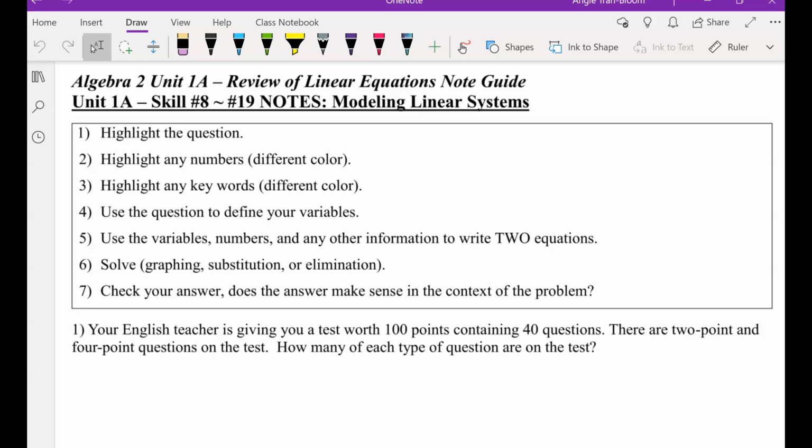Today's, it says notes. What is the title today? Autumn, what's the title today?